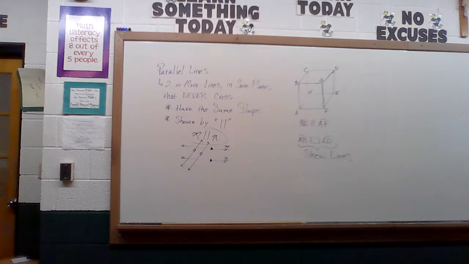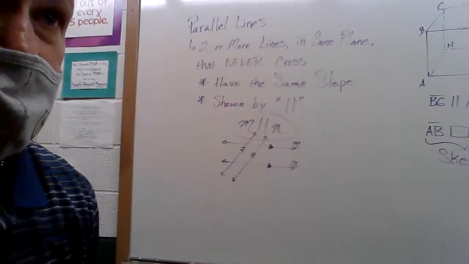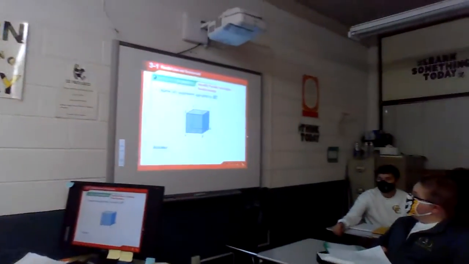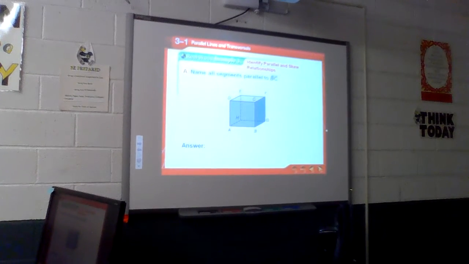So here's my box again, or cube. Okay. And so if we started looking at this, it says name all segments parallel to a particular one. Sorry if I blocked your view. What would we say for an answer of BC? What segments are parallel to BC?